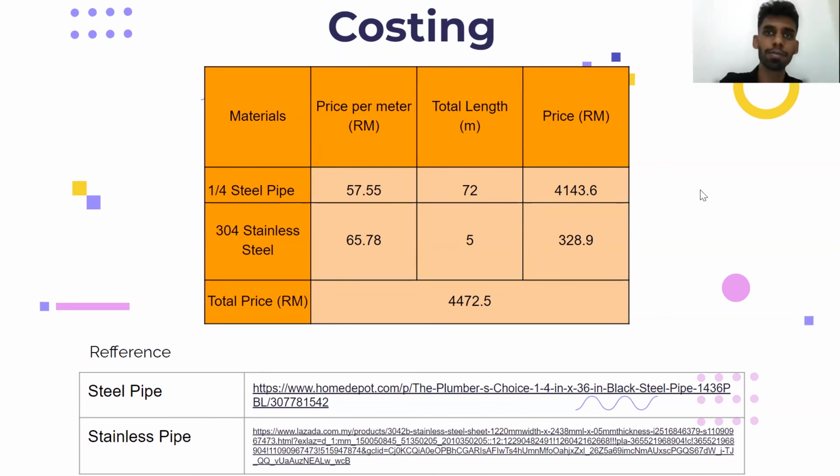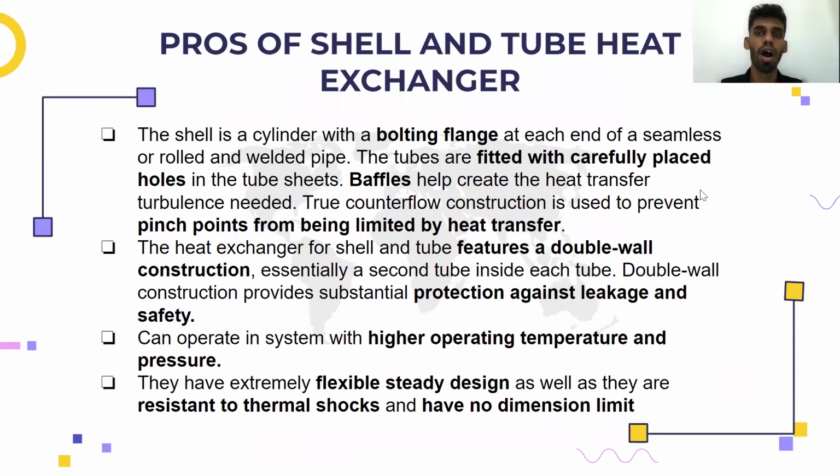Okay, next I will be explaining the benefits of the shell and tube heat exchanger. There are several reasons why we chose the shell and tube heat exchanger, because compared to other types of heat exchanger, it has many advantages. First of all, the bolting flange. The shell is a cylinder with a bolting flange at each end of the welded pipe. This gives a stronger structure to our heat exchanger. Next, the tubes are fitted with carefully placed holes in the tube sheets. Baffles are also available in our heat exchanger.